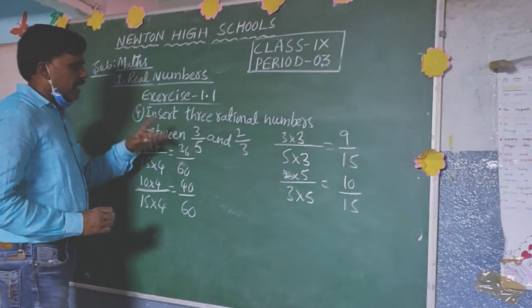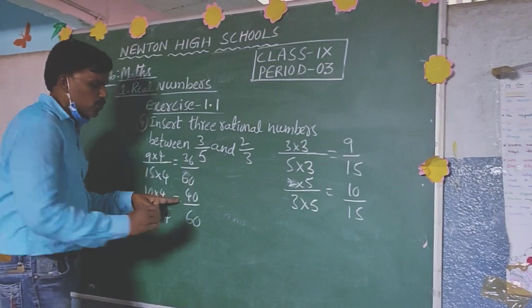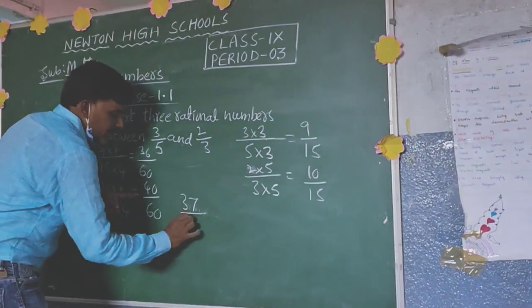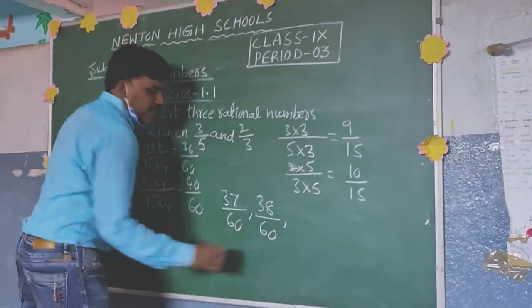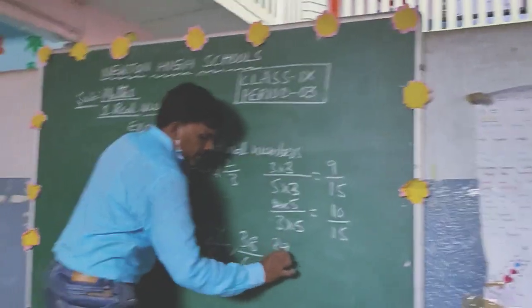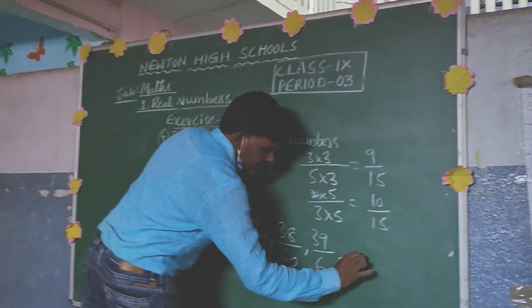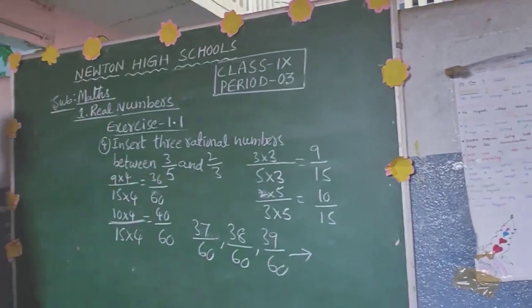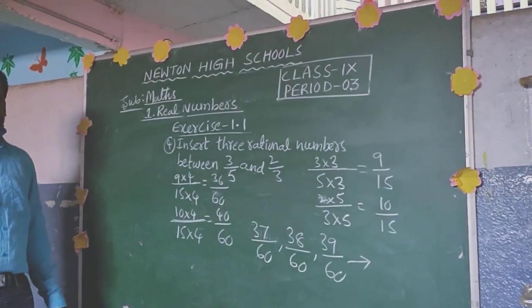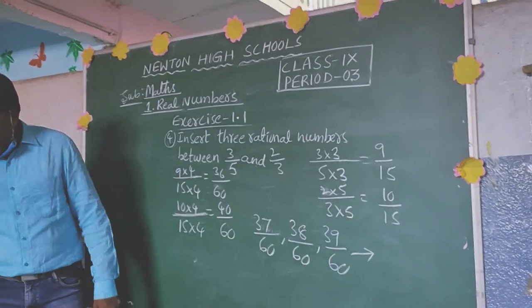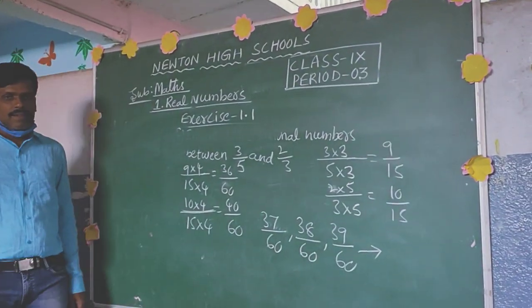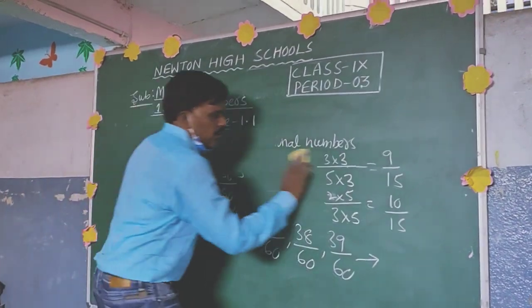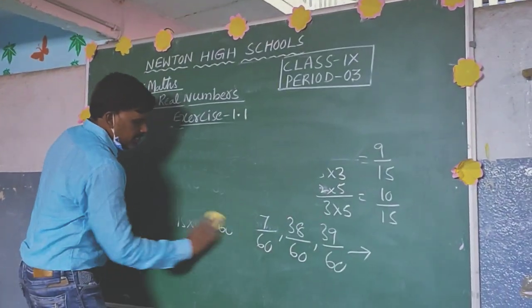Here we can find the required three rational numbers between these two. Those are 37 by 60, 38 by 60, easily we can find it, then 39 by 60. These are the required three rational numbers between the given two rational numbers. Okay, that is completed. Now we have to go to the next sum.